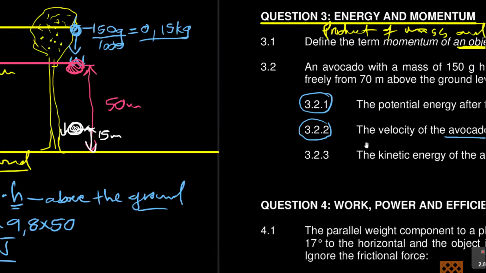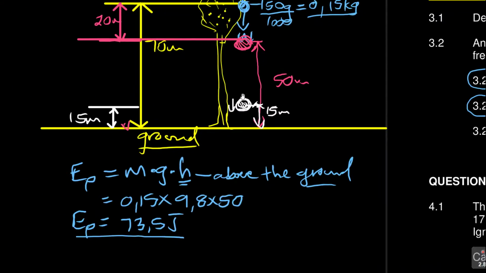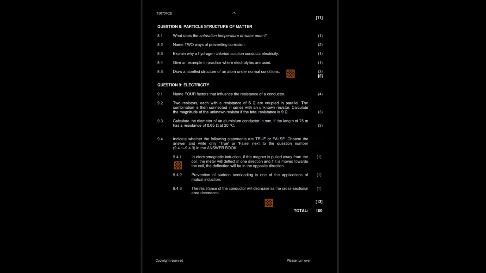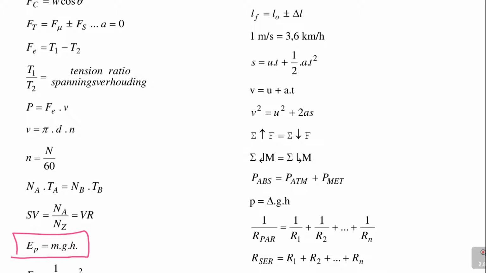So what they want is the velocity of the avocado. So we want to find out the velocity. Now whenever we're dealing with velocity, let's go to the formulas and look at what formulas give us the velocity. There are quite a number. Remember Newton's linear motion. So these are the formulas for the velocity. They can give you velocity, acceleration, everything.